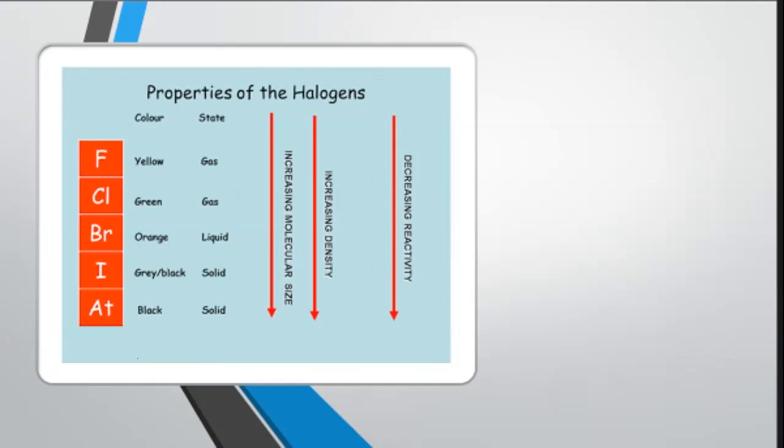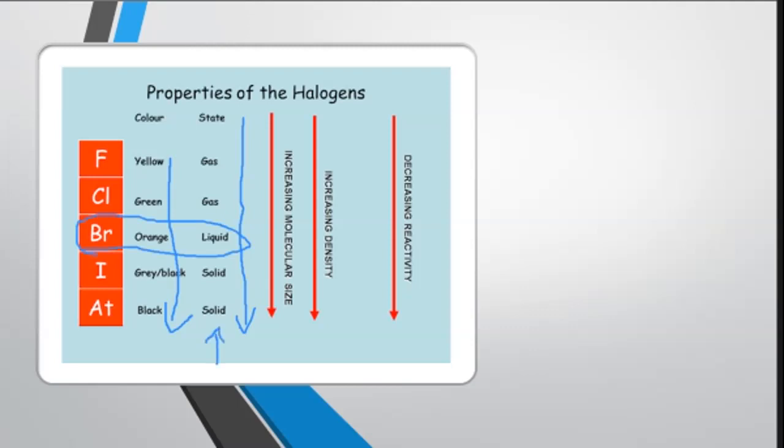As we go down the group, the color goes from yellow to green to orange to gray, black. So it's getting darker and darker. The state goes from gas, fluorine and chlorine as gases, bromine as a liquid, iodine as a solid, astatine as a solid. So it goes from gas to liquid to solid. And here, bromine is a liquid at room temperature. You can look at the others, increase in molecular size, increase in density, increase in activity. But we're not interested in all of that. We're just looking at the state. And bromine is a liquid at room temperature.